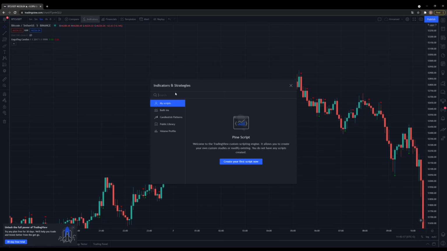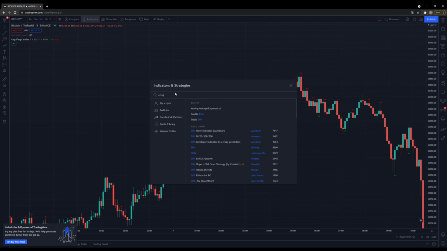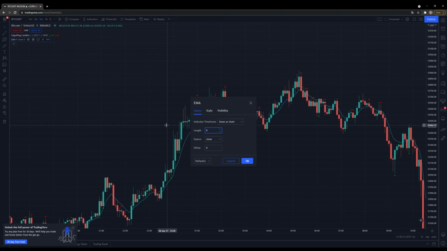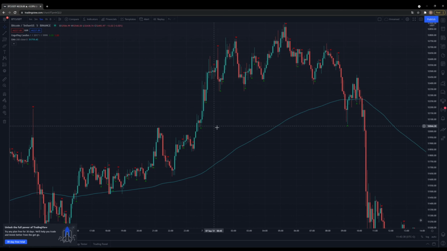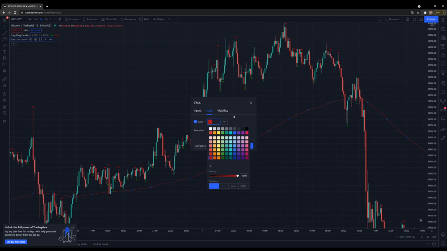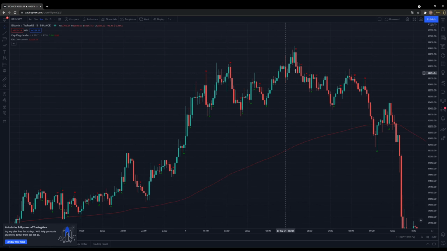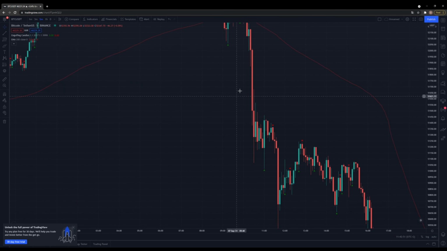In indicators we are going to search for EMA, moving average exponential. It's going to be this one, EMA 9 close. Let's change the settings to 200. Same as chart, yes. So now we can see the blue line, let's make it red, it's a bit more efficient. So when the price is above the EMA, it's an uptrend, and when it's below it, like here, it's a downtrend.